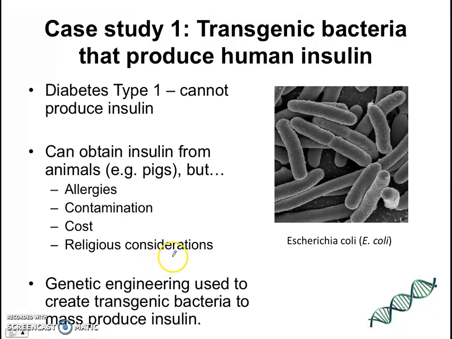So what solution have we come up with? Well, we've come up with a solution where we use genetic engineering to create transgenic bacteria that contain the human insulin gene. And so these transgenic bacteria are able to produce human insulin for us, which I can then extract out and use to help people with diabetes type 1.